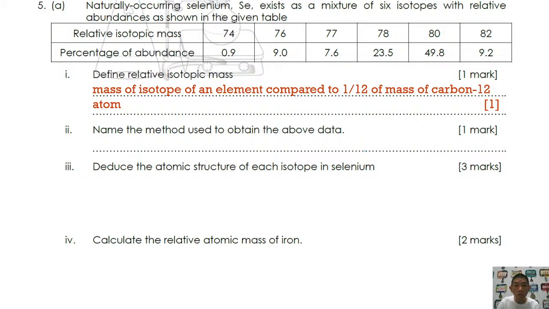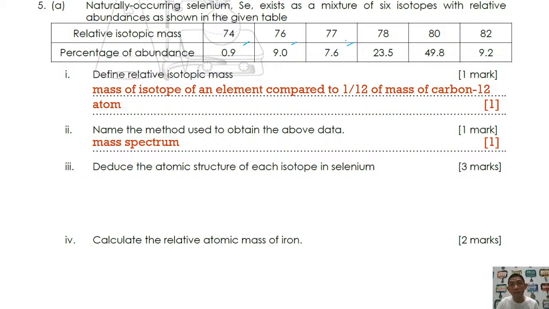Okay, then number 2, name the method used to obtain the above data. So how do you actually obtain all this information? All this information, as we already learned, can be obtained from mass spectrometry. So here you have to answer mass spectrometry.